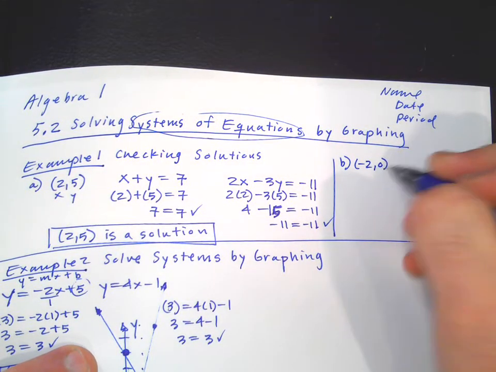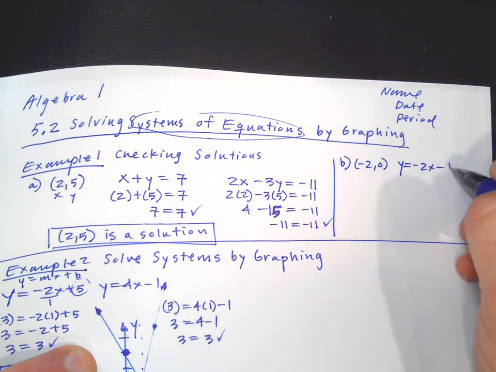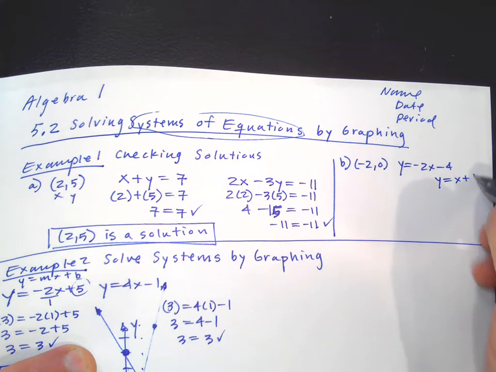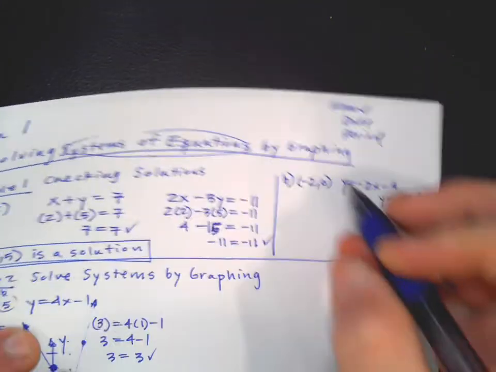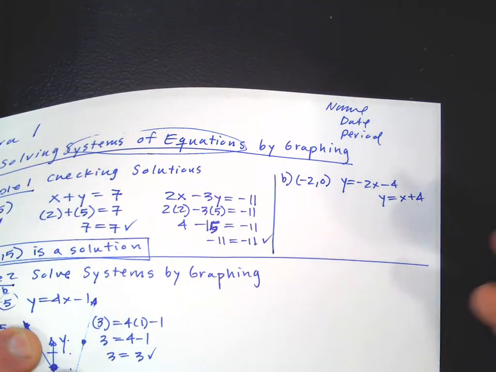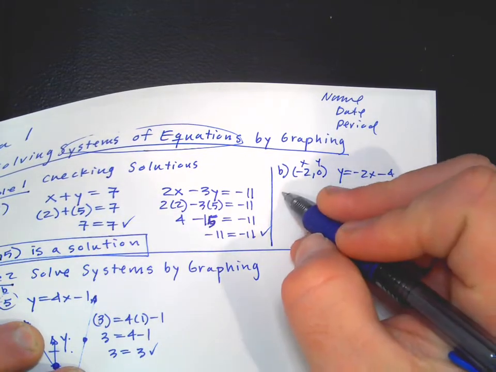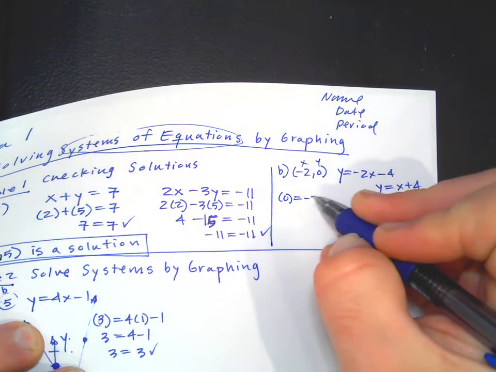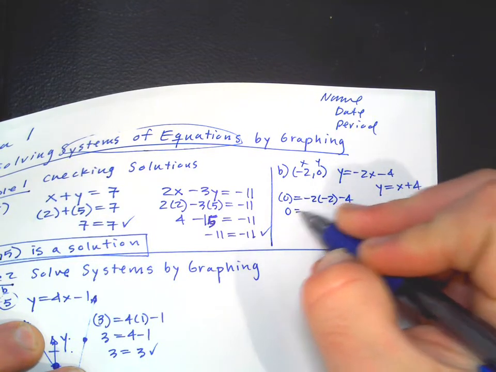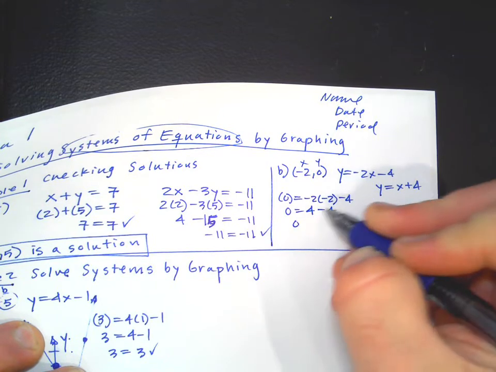Now, jumping back up here, I wanted to show you a second example. -2, 0, and y equals -2x minus 4, and y equals x plus 4. Let's try that one real quick. Try it yourself, actually. Pause the video, see if it makes sense. This is your x, this is your y. Plug 0 in for the y, -2 in for the x. -2 times -2 is positive 4. 4 minus 4 is 0.